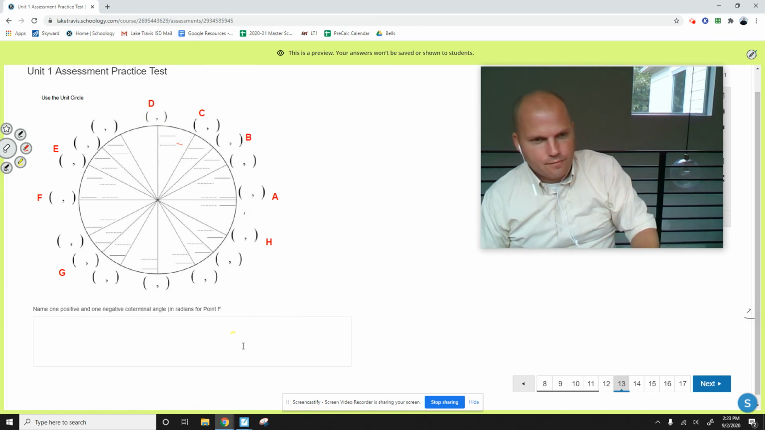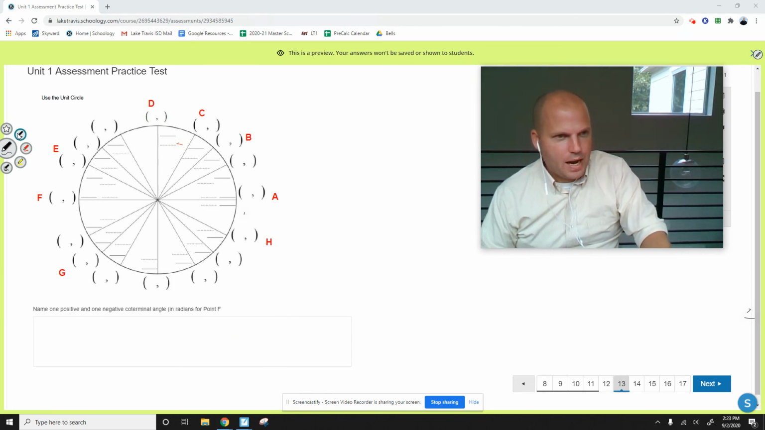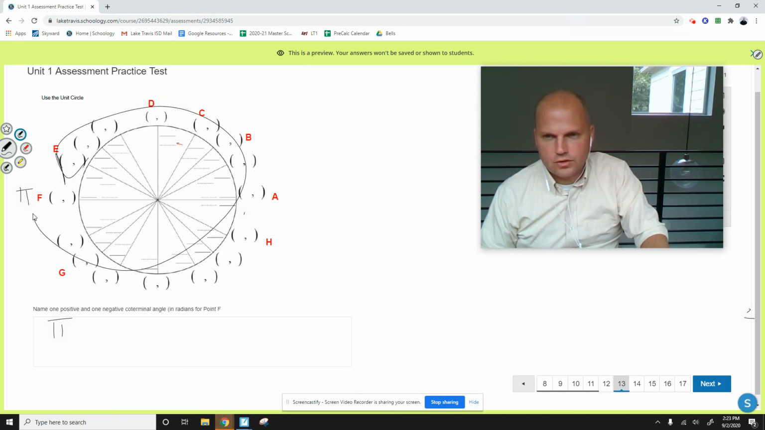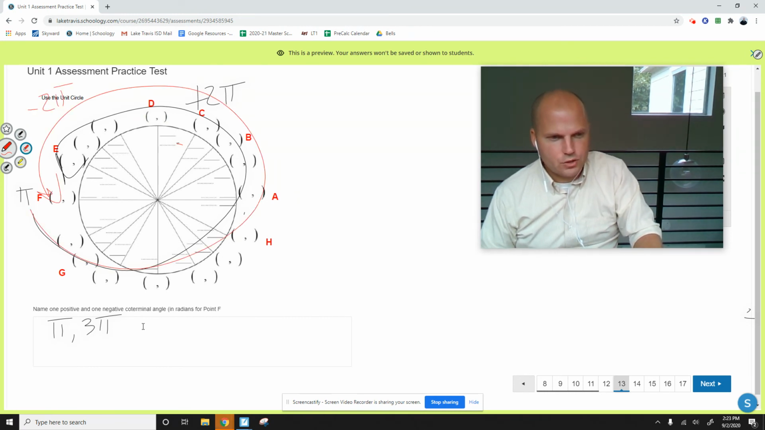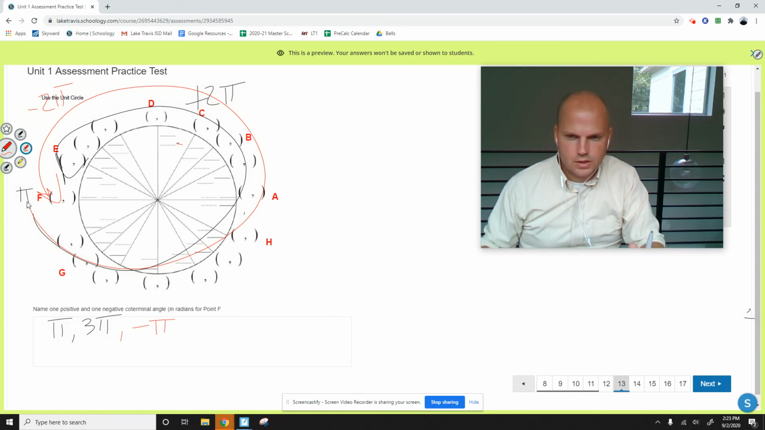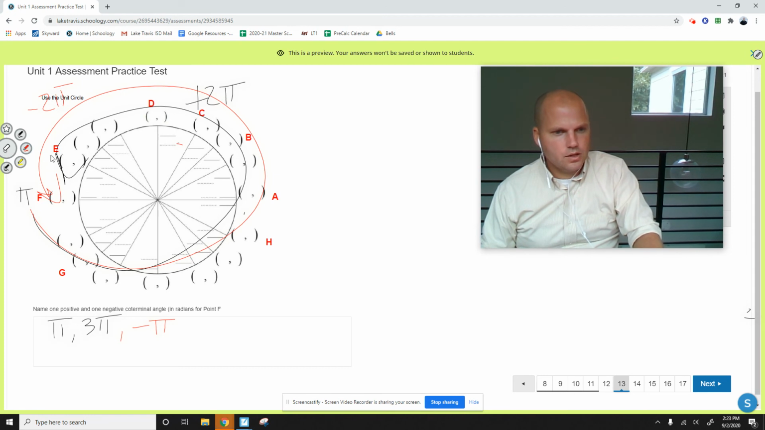Radians now. Point F. All right. Well, F is pi. So there's one of your answers. Now you can go around the entire circle, 360 degrees. What's that adding? 2 pi. Well, pi plus 2 pi, 3 pi. You can go around the other way. Subtract 2 pi. Pi minus 2 pi is negative pi. All right, so these are two options for your positive coterminal angle.